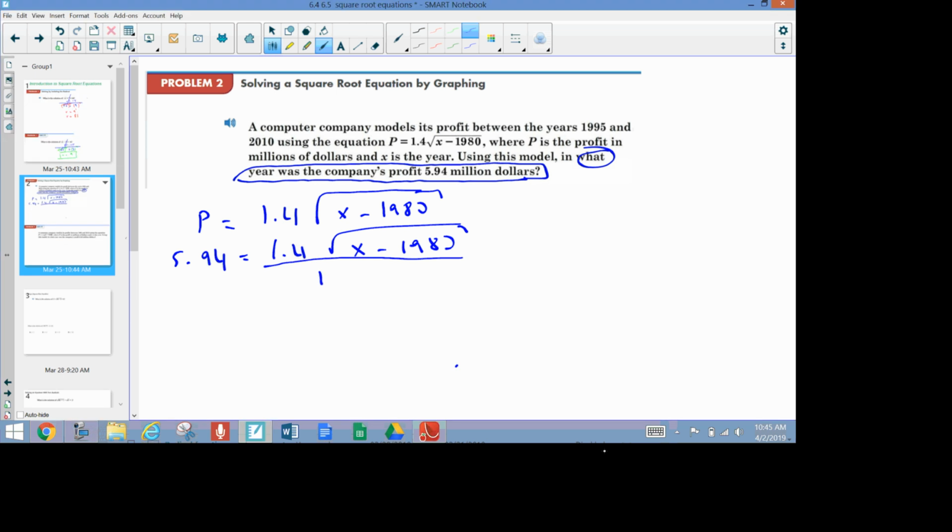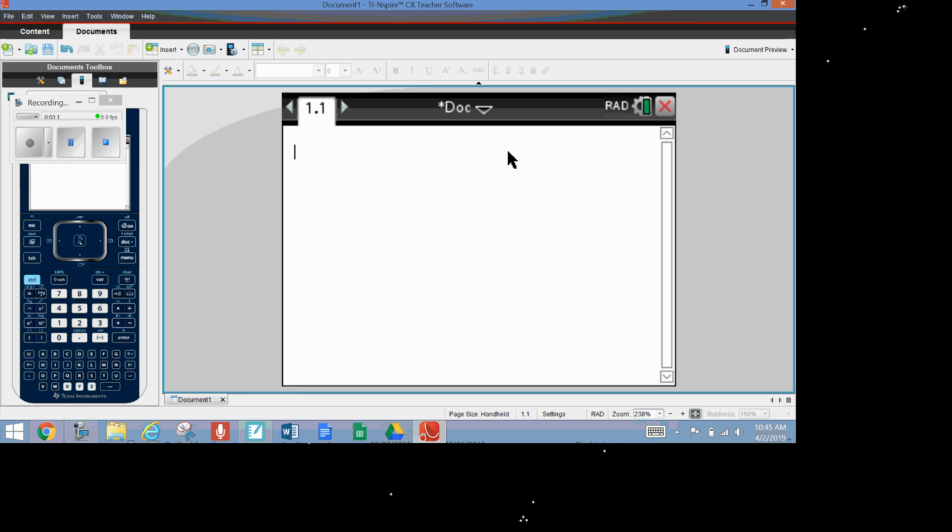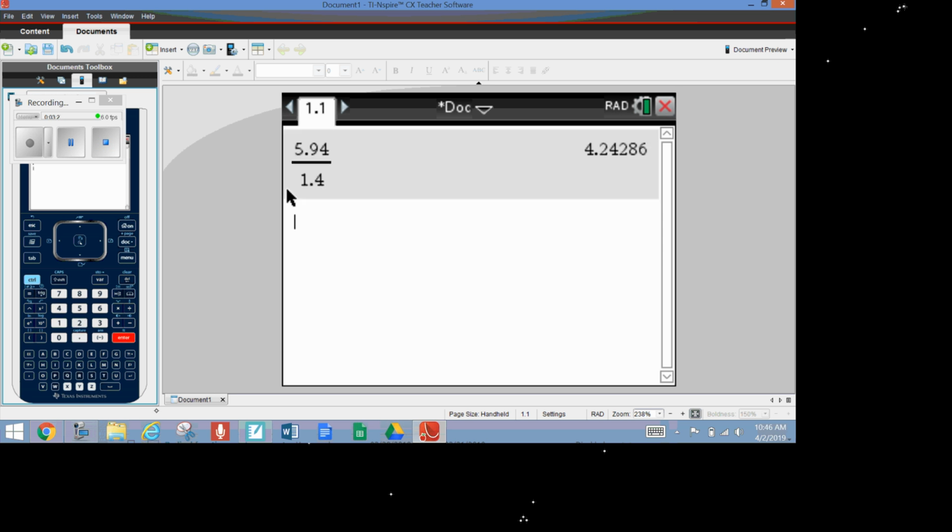We're going to divide both hand sides by 1.4. They will cancel out. When you divide this, what are you going to get? Calculator. 5.94 divided by 1.4, right? 4.2. That's what you get? 4.2.